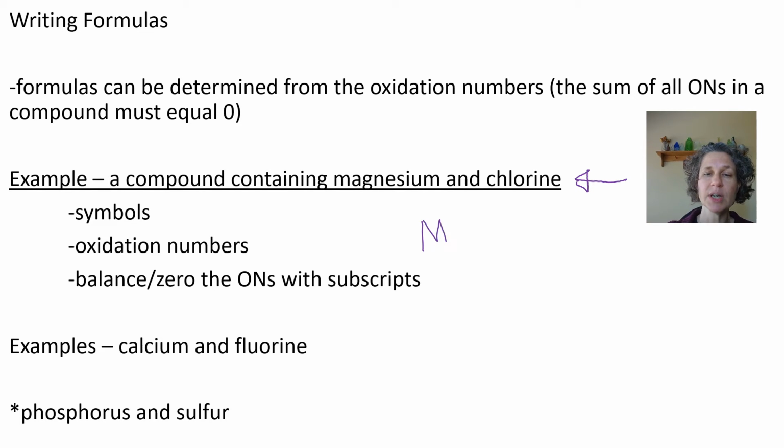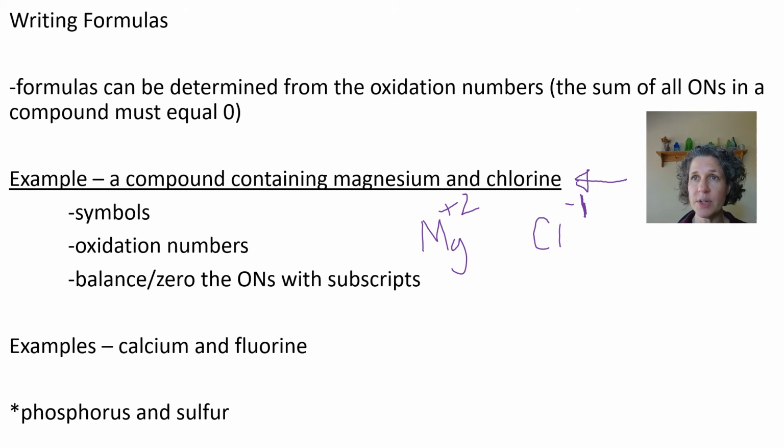Magnesium is Mg, and it has a tendency to lose 2 electrons. Its oxidation number is +2. That's what we'll have labeled on our periodic table. And then Cl is chlorine, and it is a -1. Okay, so looking at those numbers, you want them to equal 0.